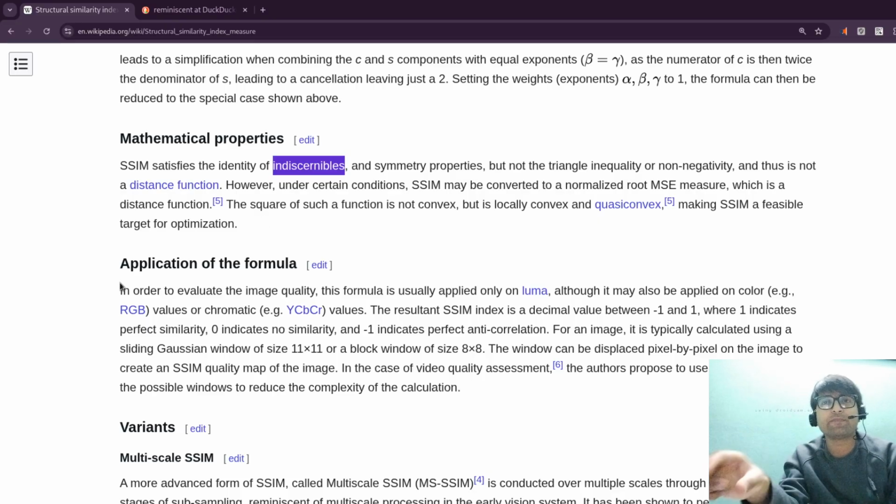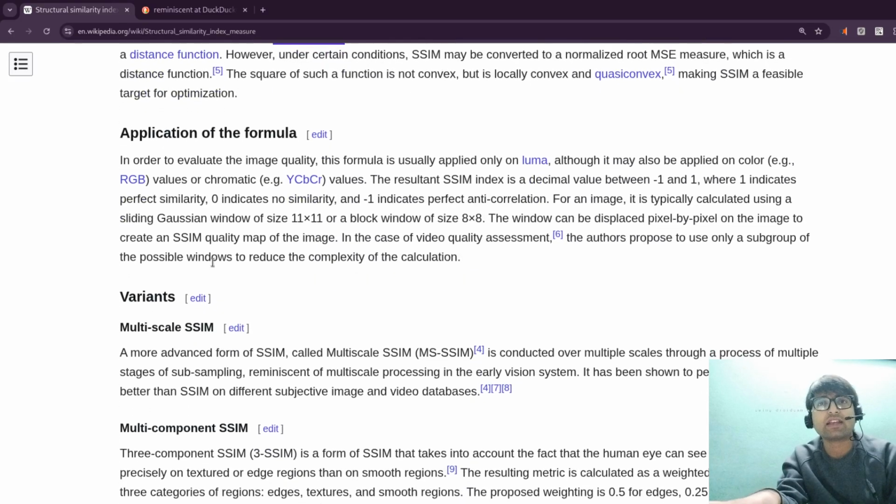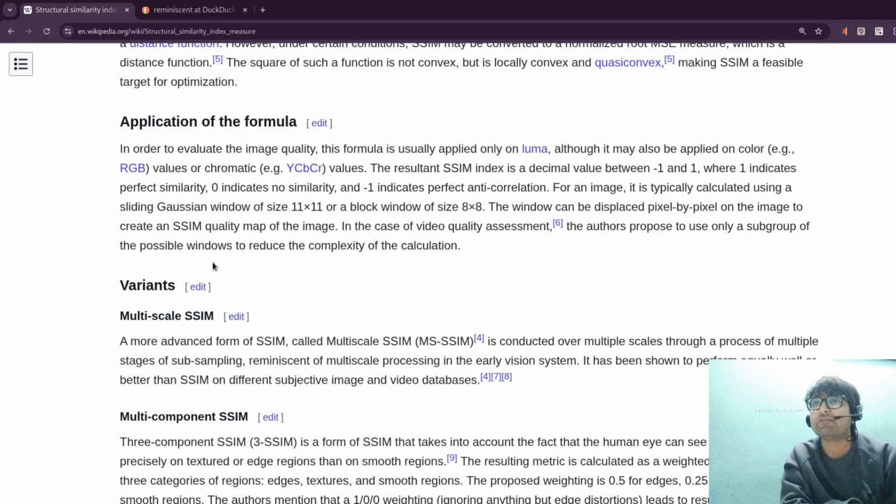Okay, application of the formula. In order to evaluate image quality, this formula is usually applied only on luma, although it may be applied on color, for example RGB values or chromatic YCbCr. The resultant SSIM index is a decimal value between -1 and 1, where 1 indicates perfect similarity, 0 indicates no similarity, and -1 indicates perfect anti-correlation.